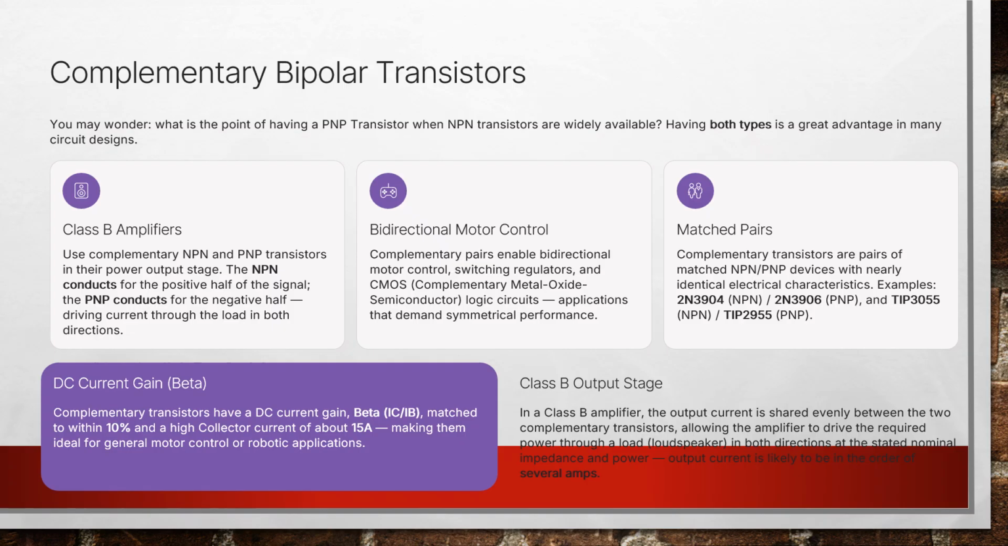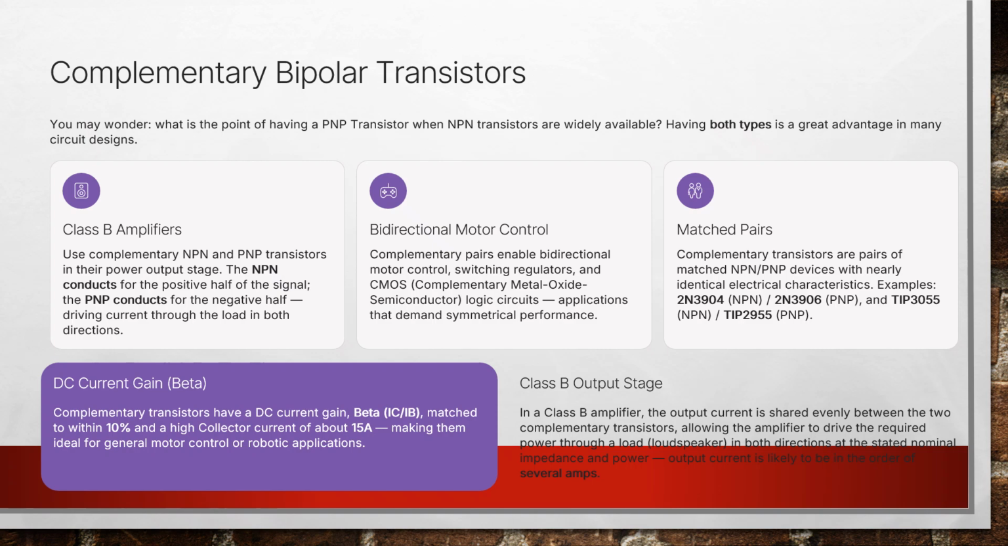Bidirectional motor control. Complementary pairs enable bidirectional motor control, switching regulators, and CMOS, complementary metal oxide semiconductor, logic circuit applications that demand symmetrical performance. Matched pairs. Complementary transistors are pairs of matched NPN/PNP devices with nearly identical electrical characteristics. Examples: 2N3904, NPN/2N3906, PNP, and TIP3055, NPN/TIP2955, PNP.